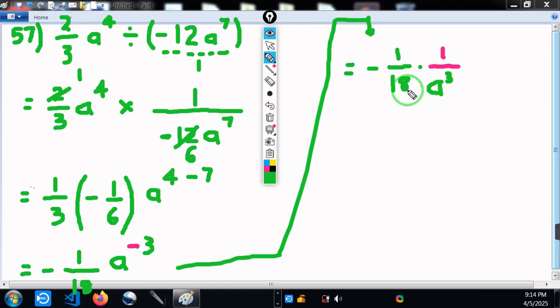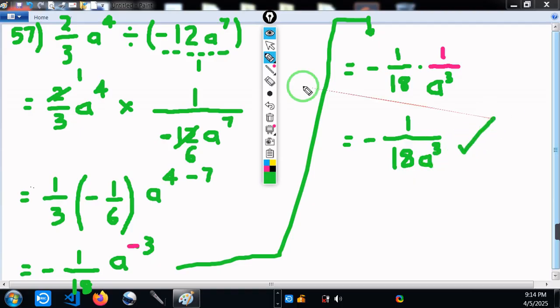How to? Just put a dot, is understood. This one will be equal to minus 1 times 1 is 1. The number coming in the bottom area will be equal to 18. The letter will be equal to a. The power is a positive 3 downstairs. 100% correct. Keep a lookout on the number 57. We are going to 58.